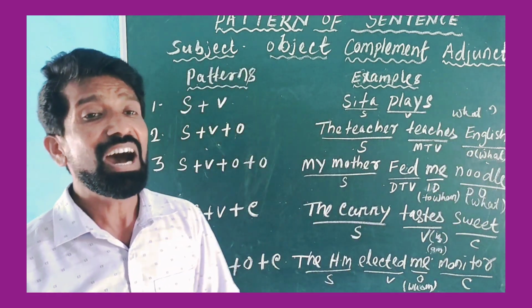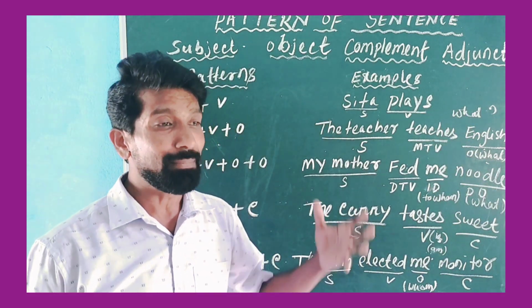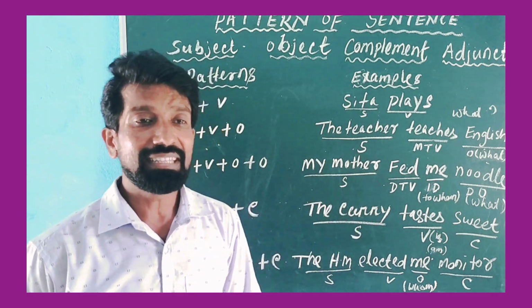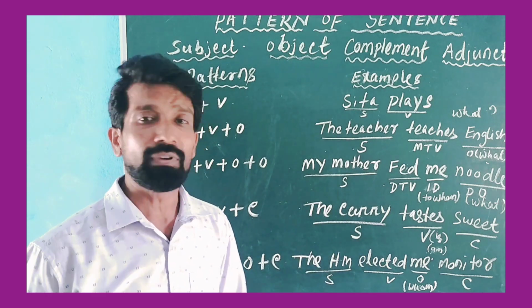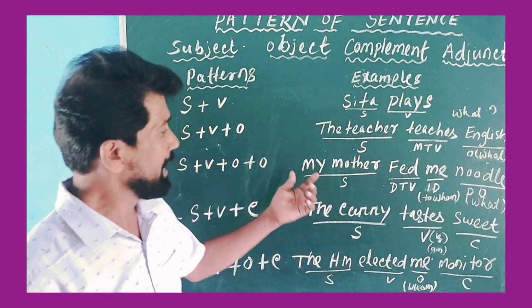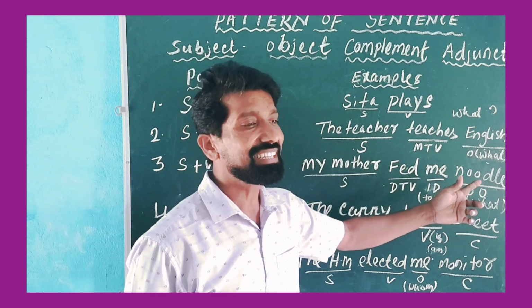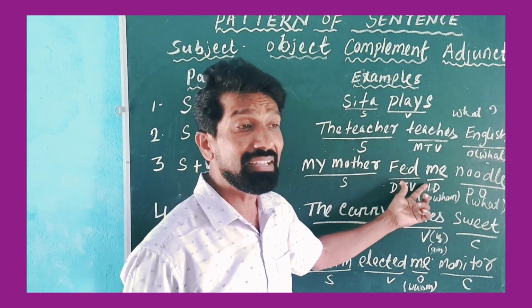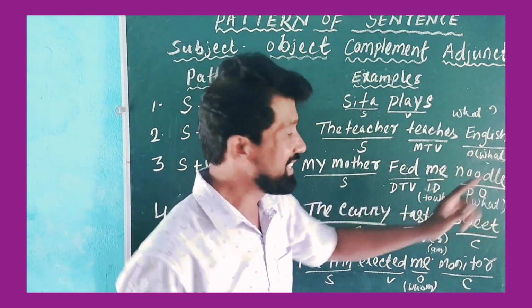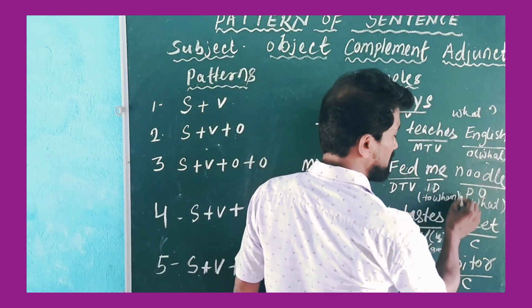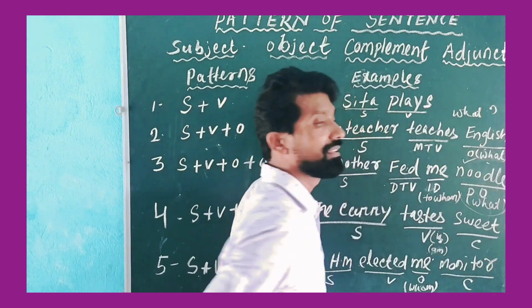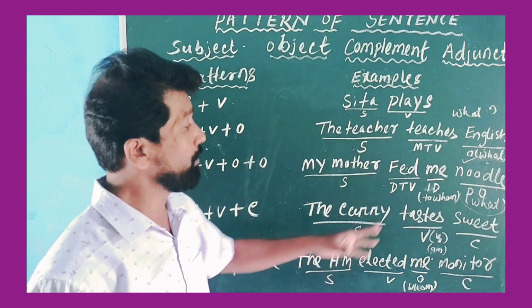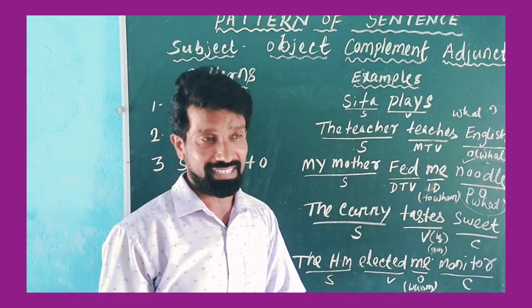Then a question arises: how can I know that me is an object and noodle is an object? How can I know? Then we start a question. The same formula we can put here. My mother fed me what? Or what is my mother fed me? Noodle. If you ask the question what, then the answer that comes is noodle. Noodle is an object.